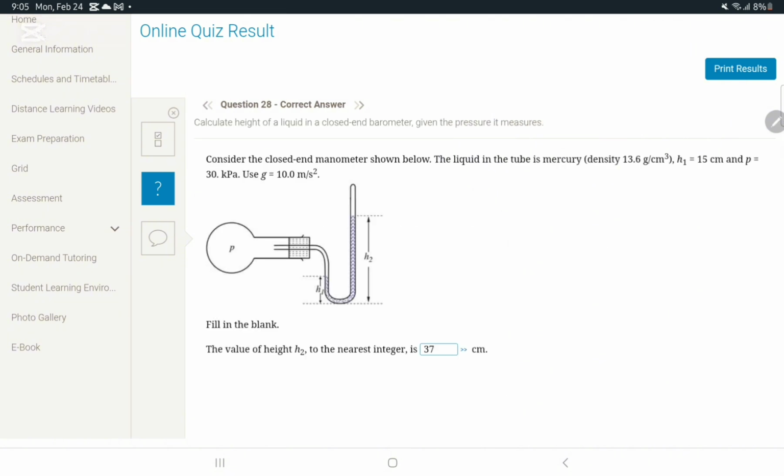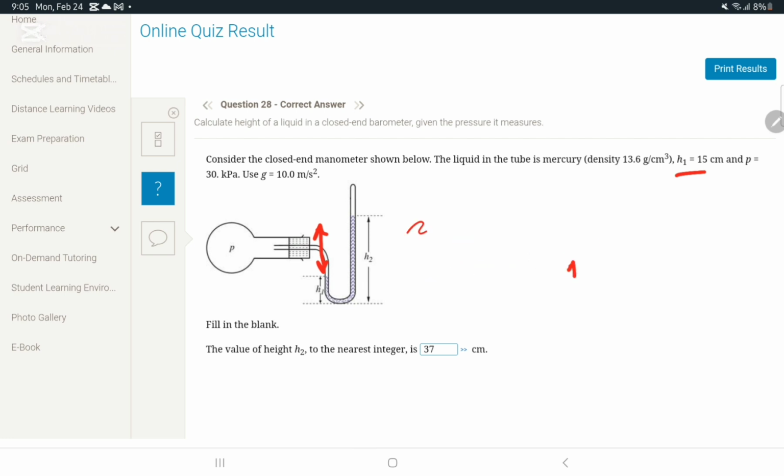Okay, consider a closed end manometer. Liquid in the tube, mercury of a density 13.6 grams per centimeter cubed, and we have H1 is 15 and H2 we need to find. They gave us a total pressure and G. The pressure of this system is this one, the height, it's this millimeter, it's this one, okay? Basically it's height 2 minus height 1.